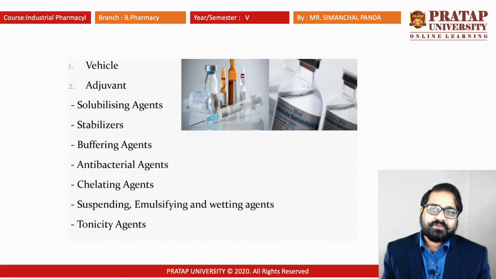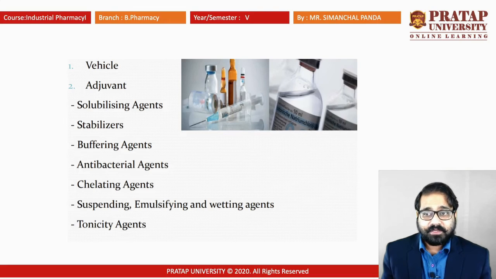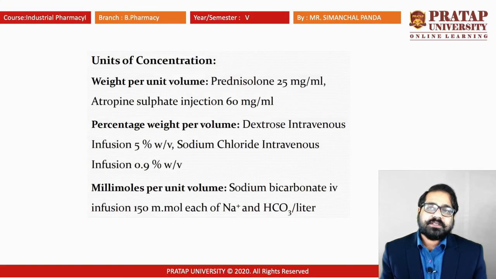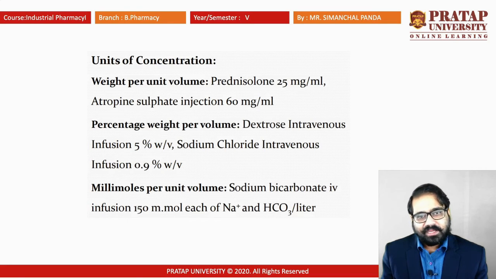They will enhance the physical characteristics of the drug, the stability. These may be solubilizing agents, stabilizers, buffers, antibacterial, chelating, suspending, emulsifying, wetting agents and tonicity agents. As for units of concentration, some examples are given. We can go for weight per unit volume, percentage weight per volume, or millimoles per unit volume. These are the different ideal concentrations we require for the formulation of parenteral preparations.